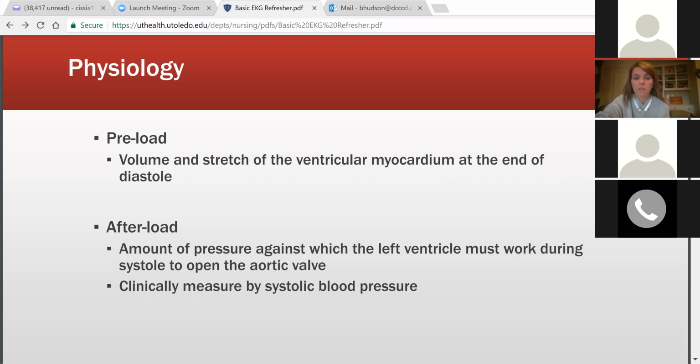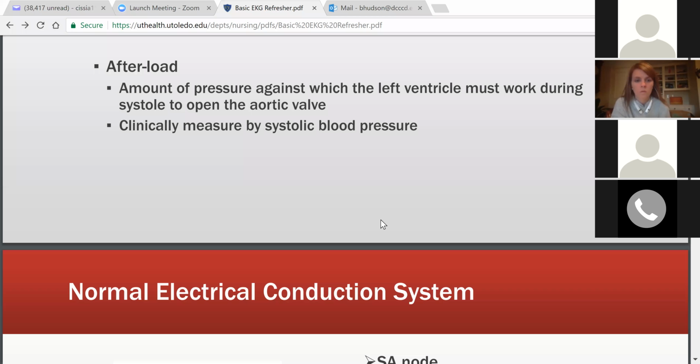Okay, so here's what preload is: the amount of blood, or the volume and stretch of the ventricular myocardium at the end of diastole. So that's your preload. It's basically venous return back to the heart. Afterload is the pressure that the left ventricle must overcome to push the blood out through the aorta. That's what your afterload is.